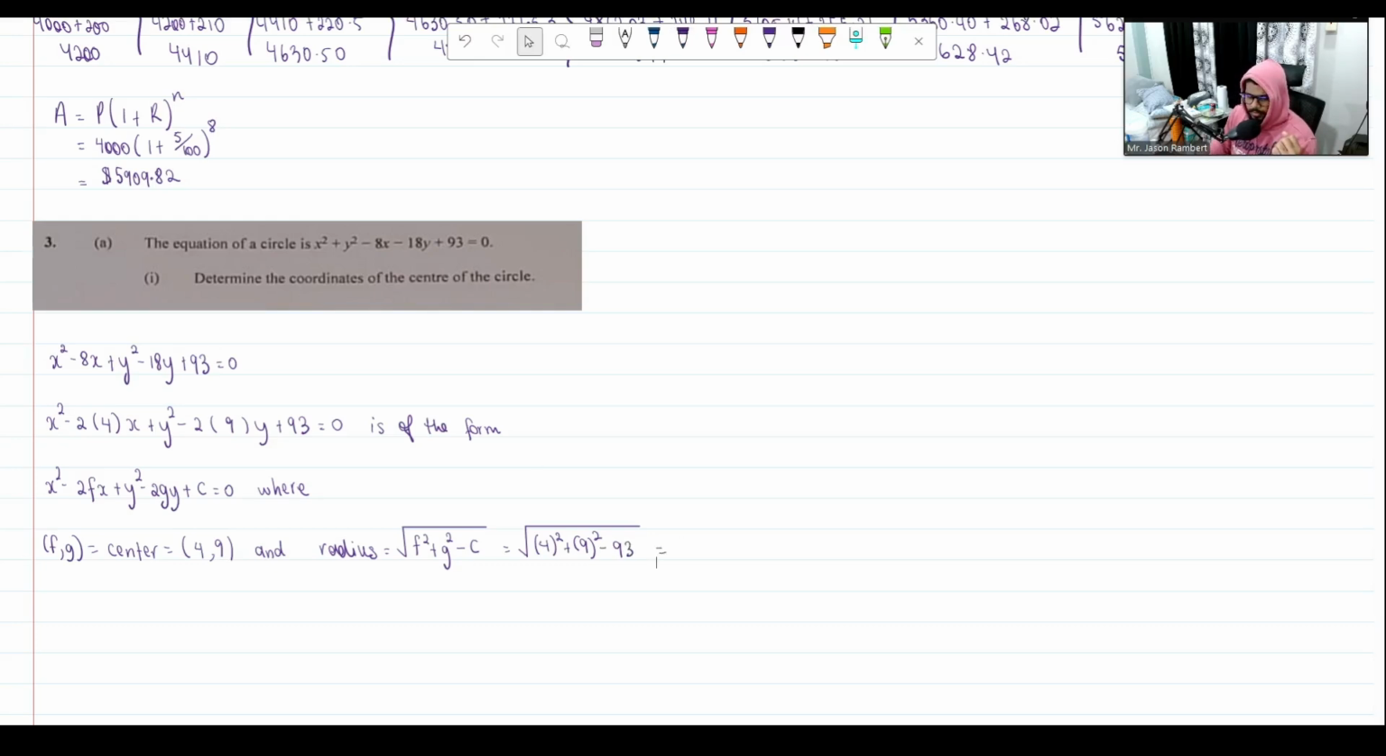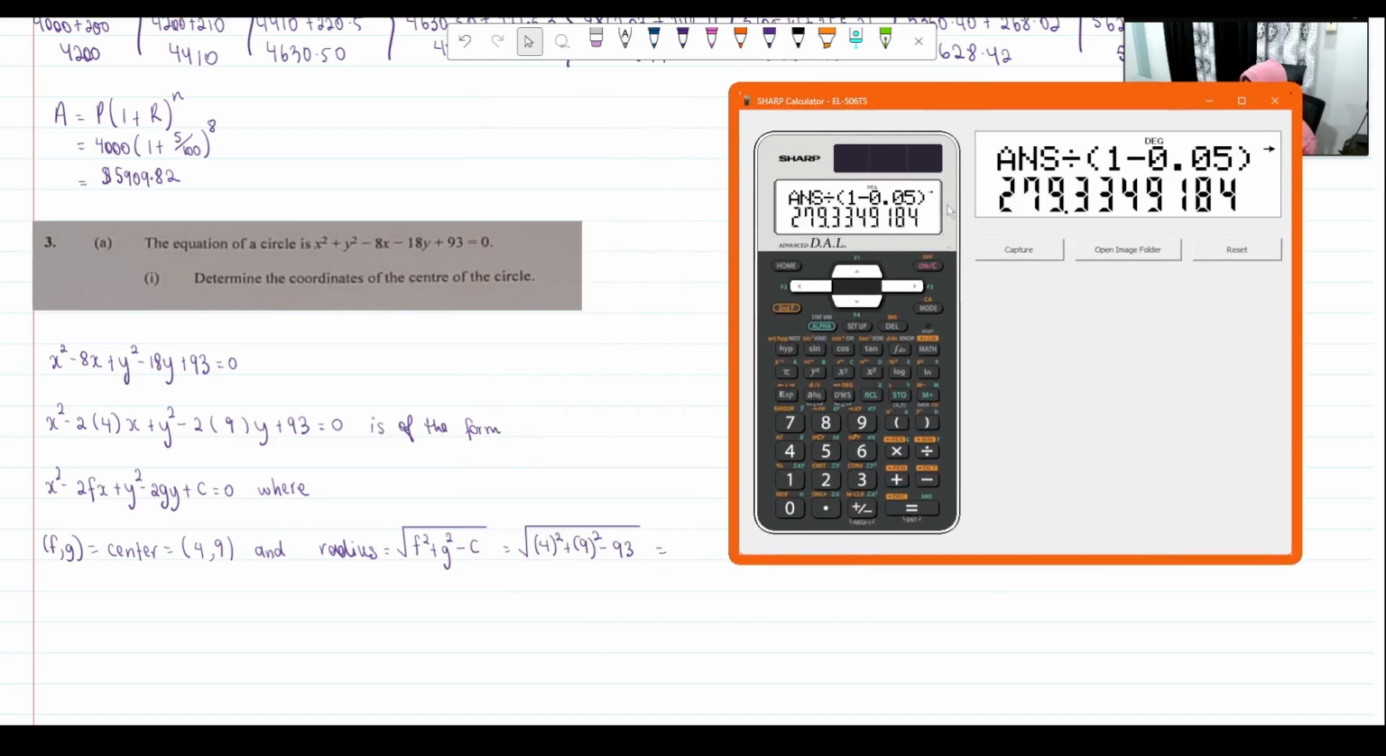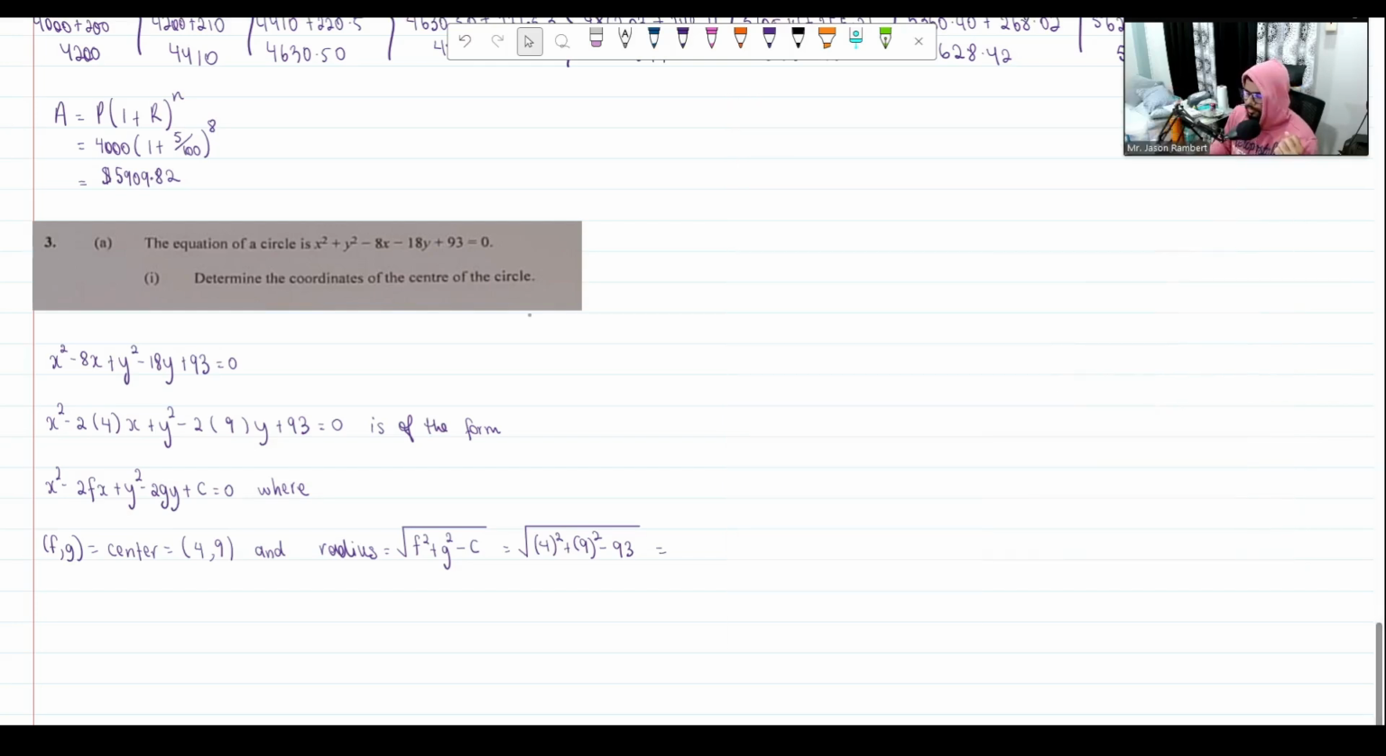Jump on the calculator and let me see what we get here. 16 plus 81, take away 93. I get 4. Square root of 4 is 2 units. Now, if you want, you could say square root of 4 is plus or minus 2, and then say, well, you know, the radius is always positive, so therefore r is equal to 2.